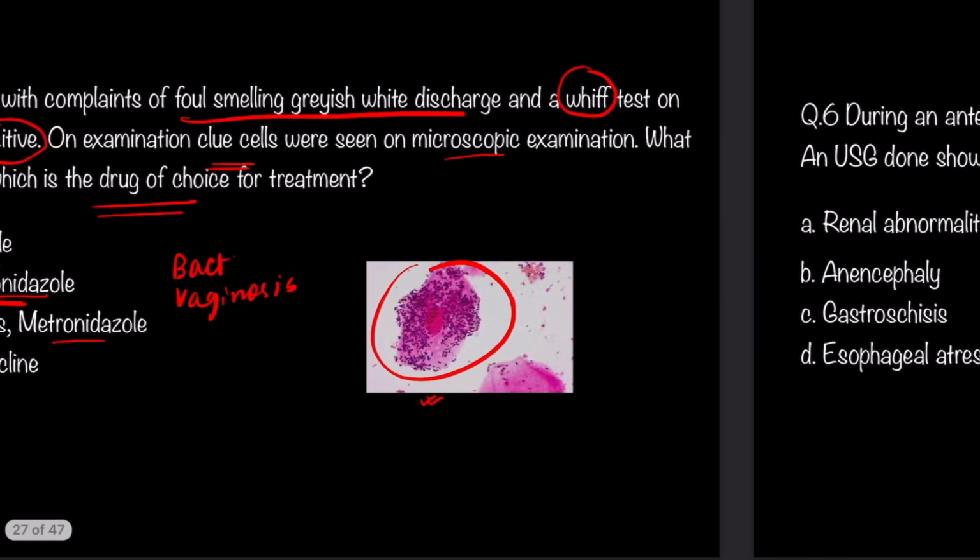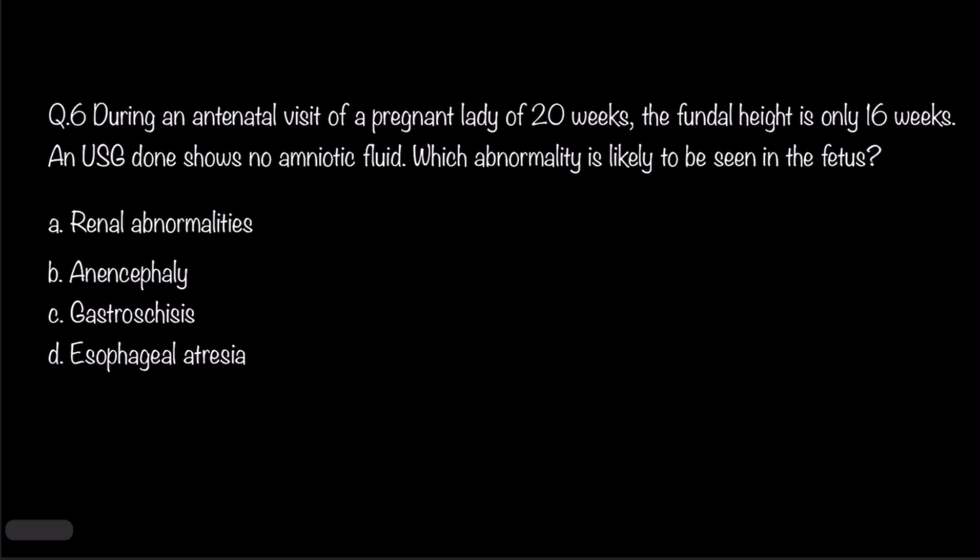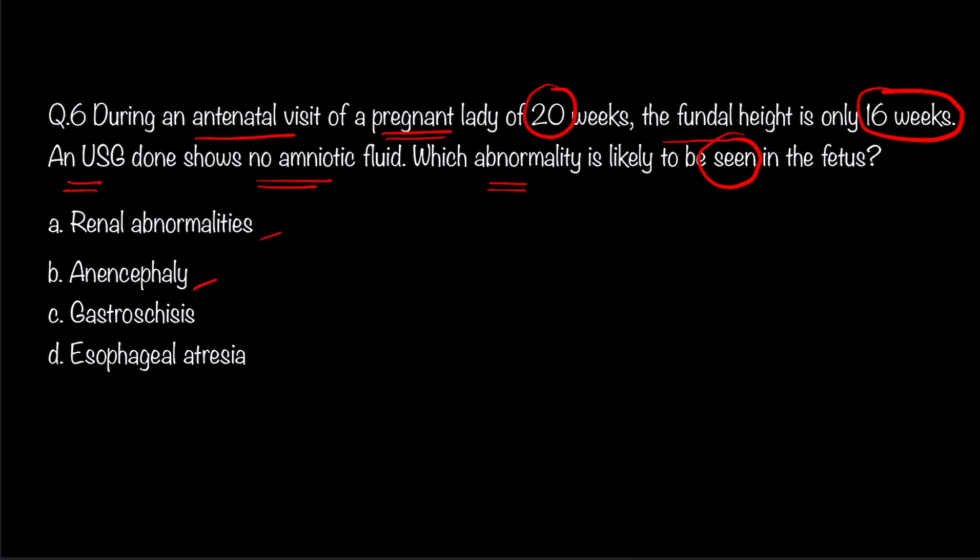Let's talk about question number 6, which says during an antenatal visit of a pregnant lady of 20 weeks, the fundal height is only 16 weeks, which is obviously less than the normal. USG done shows no amniotic fluid. Which abnormality is likely to be seen in the fetus? Options go as renal abnormalities, anencephaly, gastroschisis, and esophageal atresia.